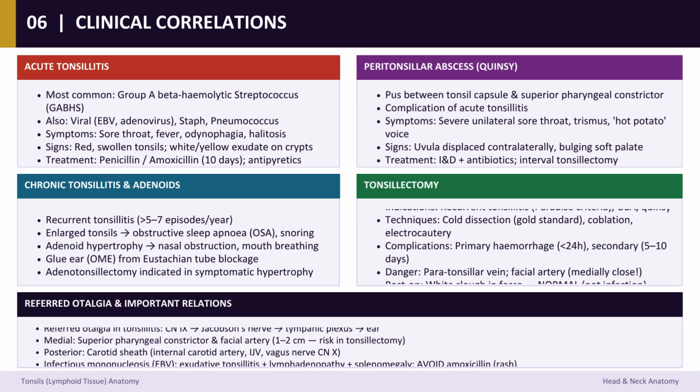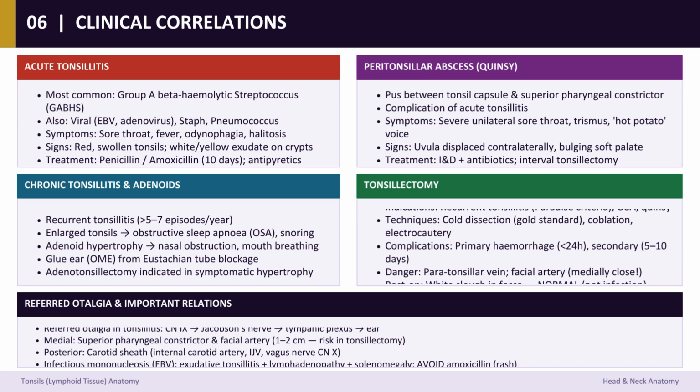Clinical correlation: acute tonsillitis, most commonly caused by group A beta hemolytic streptococcus, also viral, Epstein-Barr virus, adenovirus, Staph aureus, and pneumococcus. Symptoms: patient presents with sore throat, fever, odynophagia, and halitosis. What is halitosis? Even when you can eat anything, there is a bad smell from the mouth. Signs: red swollen tonsils, white-yellow exudate on the crypts when you examine the patient. Treatment: simple: antibiotics, penicillin and amoxicillin for 10 days, antipyretics for fever.